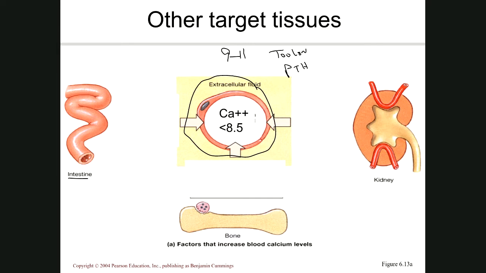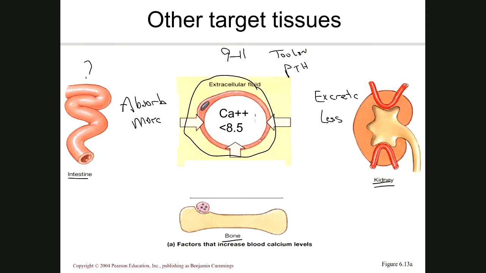What's going to happen at this target here? What's going to happen at the gut? I'm going to absorb more or absorb less? It's too low. What am I going to do? Absorb more or absorb less? I'm going to absorb more. What's going to happen here at the kidney? Am I going to excrete, get rid of more, or excrete less? I'm going to excrete less.